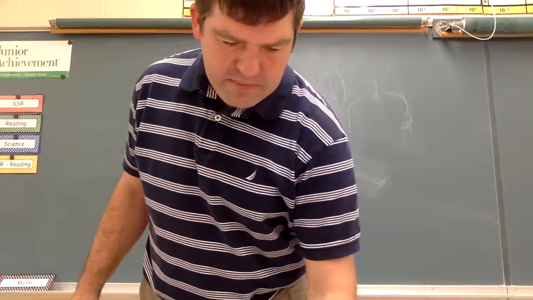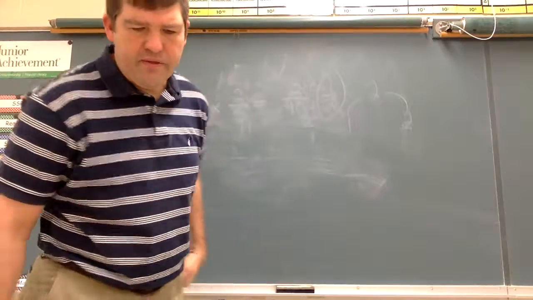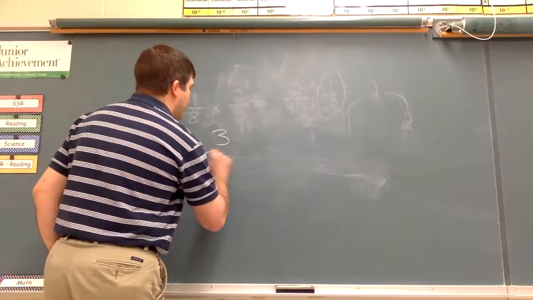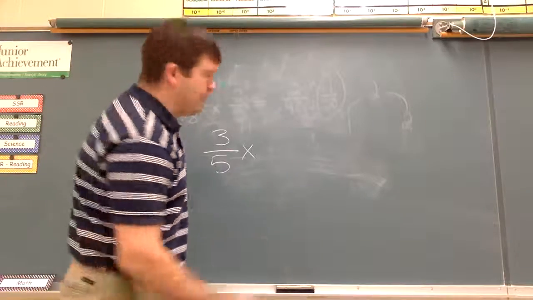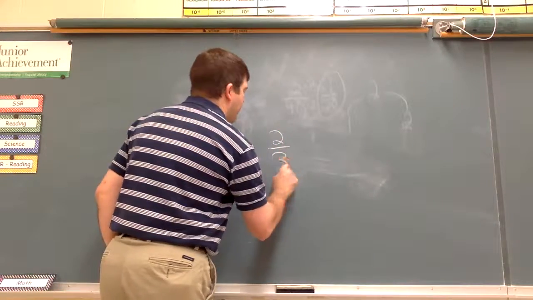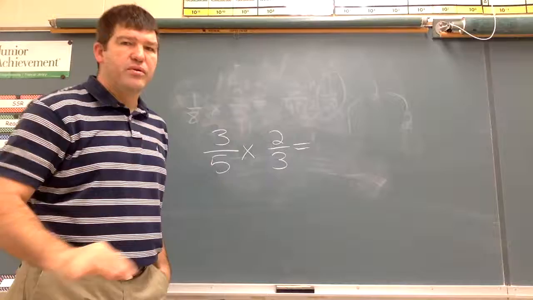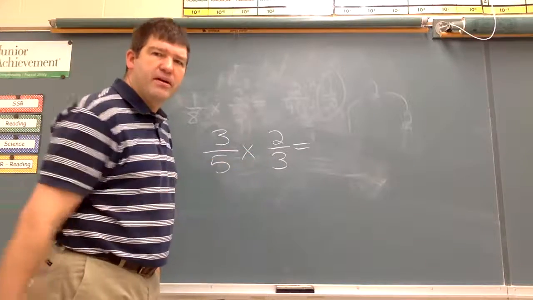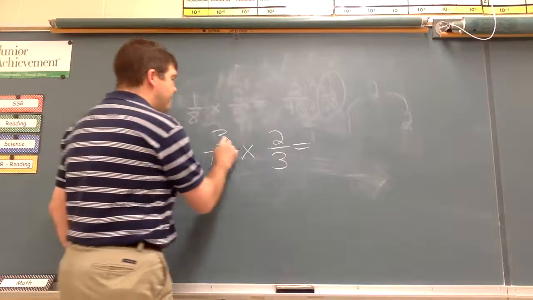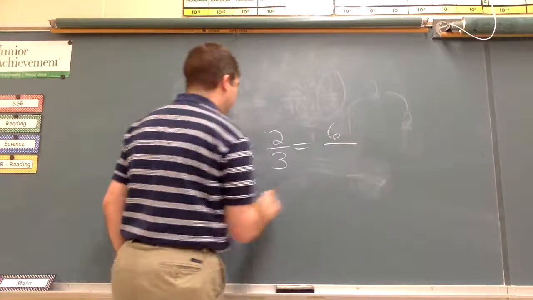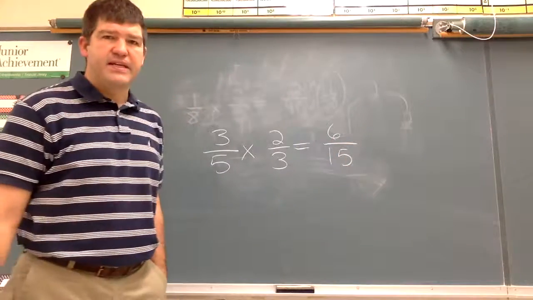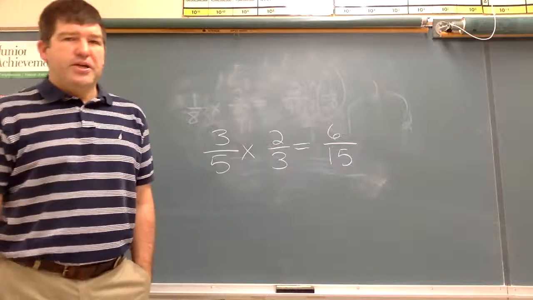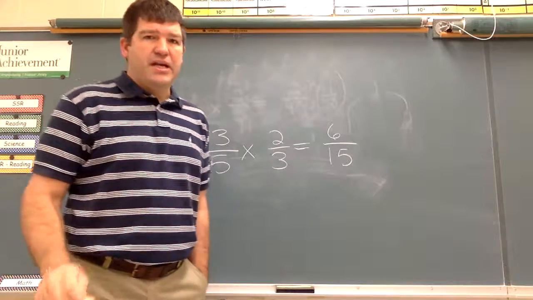Let's do 3/5 times 2/3. Okay, I'm not going to worry about simplifying, just going to multiply across and then we'll simplify later. 3 times 2 is 6, 5 times 3 is 15. Okay, so I have 6/15. I'm pretty sure I can simplify that, but I want to check it.